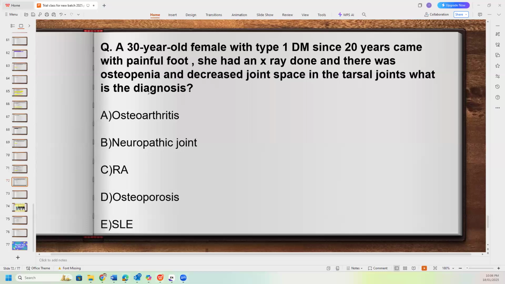Alrighty. A 30-year-old female has had type 1 diabetes for 20 years, so a long time. She is coming with a painful foot. She had an X-ray done, and there was osteopenia and decreased joint space in the tarsal joints. Just in the tarsal joints. What is the diagnosis? Osteoarthritis, neuropathic joint, rheumatoid arthritis, osteoporosis, or SLE. It's a 30-year-old.